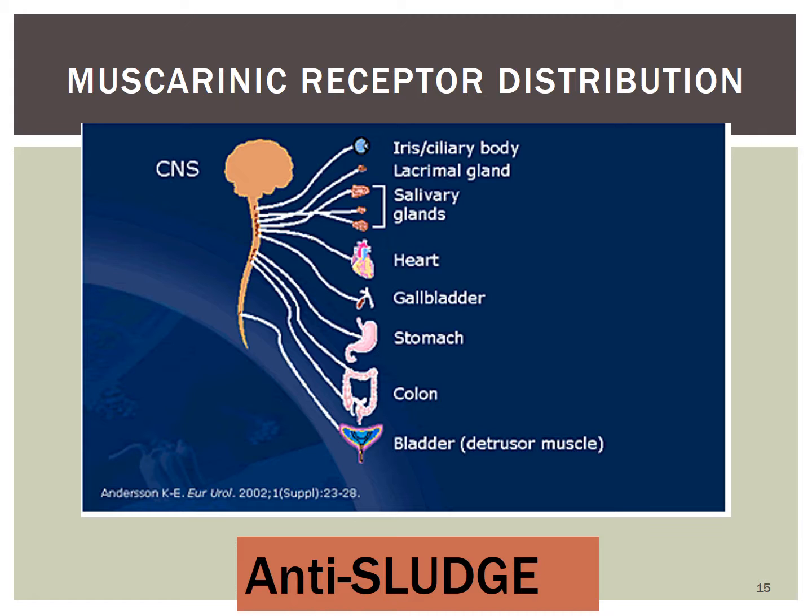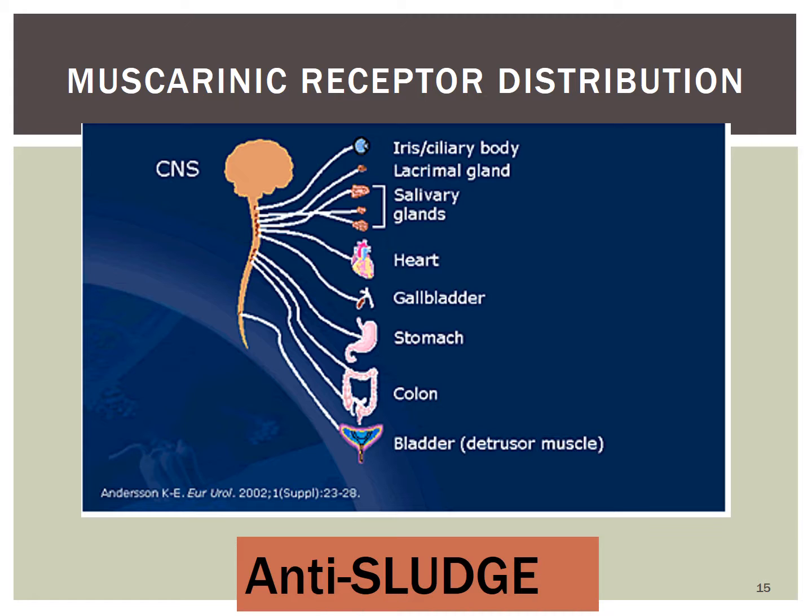SLUDGE effects can occur with cholinergic medications. So with anticholinergic medications, we would expect to see the opposite. So dry mouth, dry eyes, which can cause blurry vision, urinary retention, constipation, and a slowing of gastric emptying.